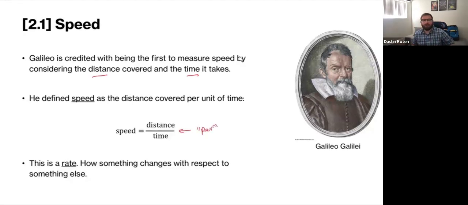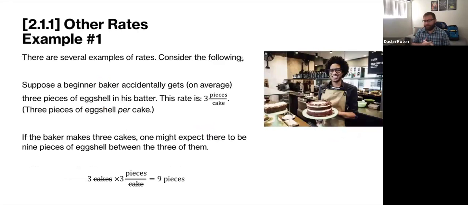So this will be the per. So this is a rate, which is just how something changes with respect to something else. Okay, so the distance can change, or there's a specific value of distance that correlates with a specific value of time. And we can have lots of different rates.